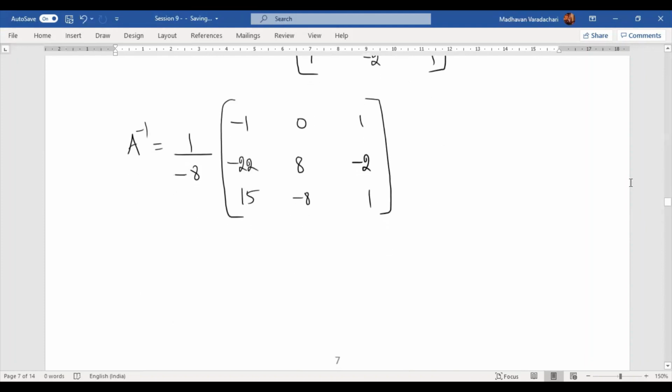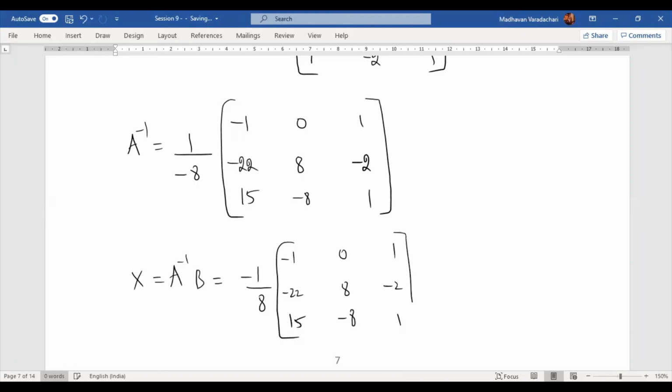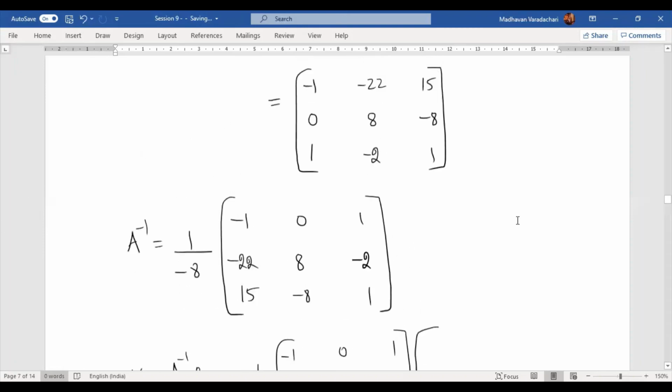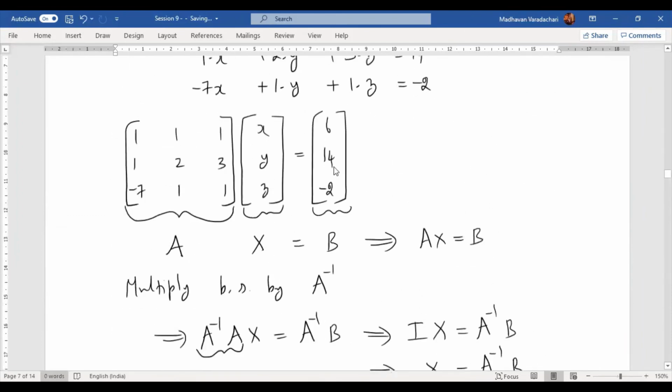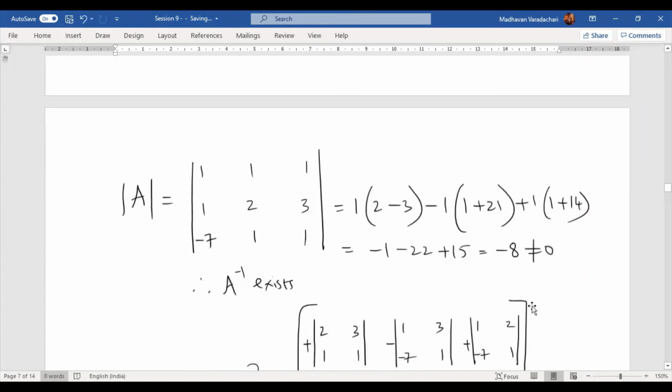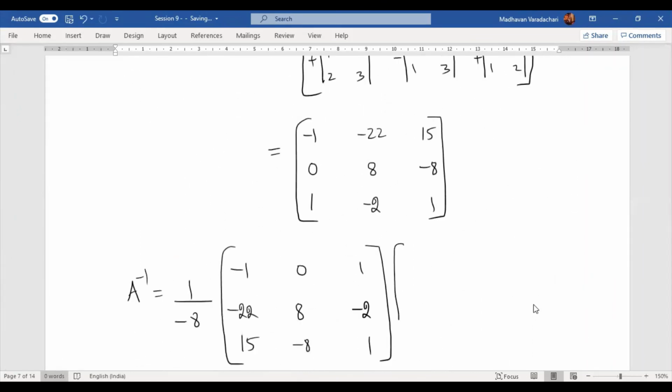So now we can find out what is X. X is A inverse into B. A inverse, we know it is negative 1 by 8, negative 1, negative 22, 15, 0, 8, minus 8, 1, minus 2, 1. Multiplied by B, what is B? There we wrote 6, 14 and negative 2. Now, let us multiply this matrix with this matrix. So it is minus 1 by 8.